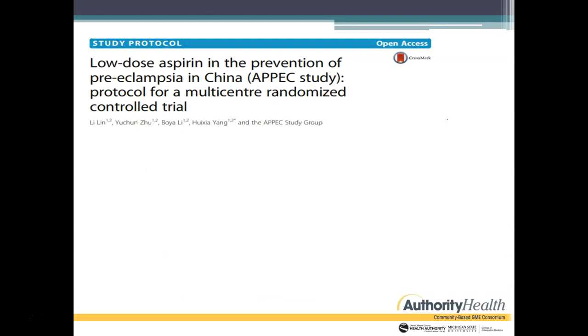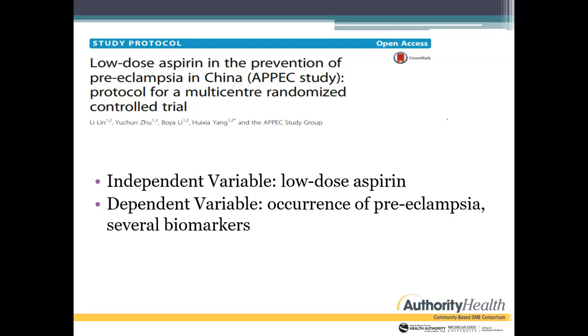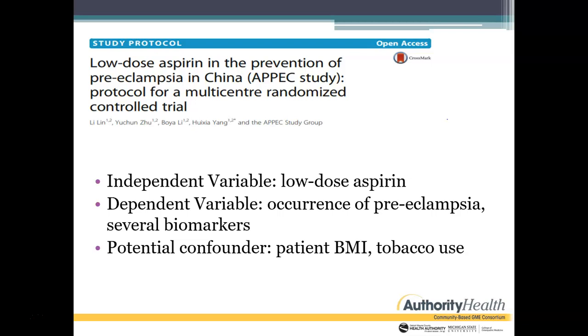So here we are in our low-dose aspirin study, of course. The independent variable is the low-dose aspirin, and the dependent variable in this case was the occurrence of preeclampsia, and then they took a look at several biomarkers. Potential confounders in this study were patient BMI and tobacco use. So you can see how those could impact the occurrence. And that's why, in this case, you have inclusion-exclusion criteria. So you exclude patients that are using tobacco potentially to reduce that.